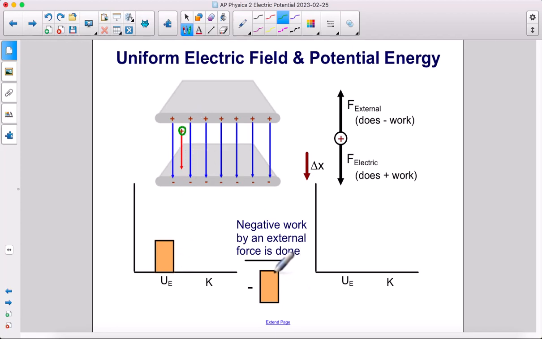So what's happening is that this external force is doing negative work. It's removing energy from the system. And at the end, when the charge is down where it wants to be, there's no more energy. There's no more potential energy, and there's no change in kinetic energy.